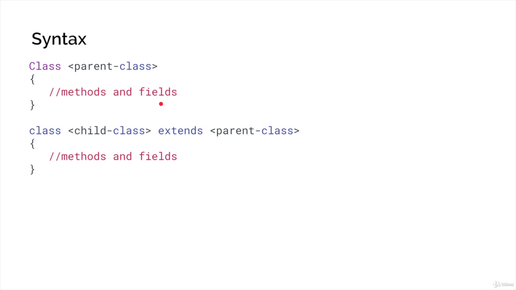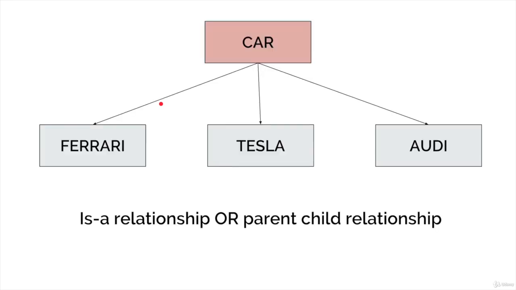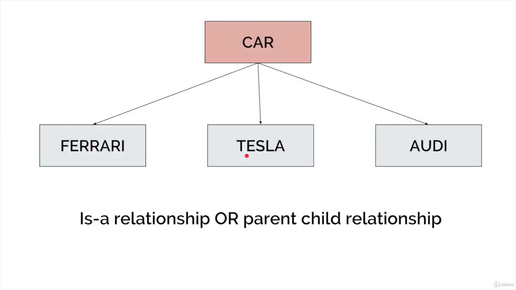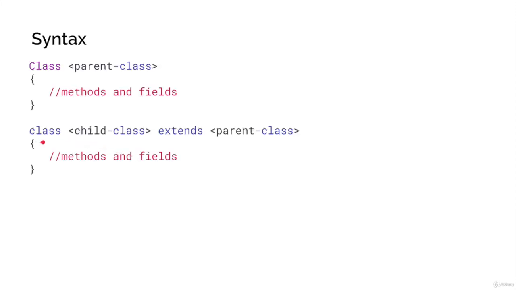As per our example, here we will define class car. We will define all the methods and fields within the class car. And then we will define three classes, which are Ferrari, Tesla, and Audi. I'll just take Ferrari for now for the sake of this example. So we'll create a Ferrari class, class Ferrari extends car, and then we will define methods and fields within the Ferrari class.